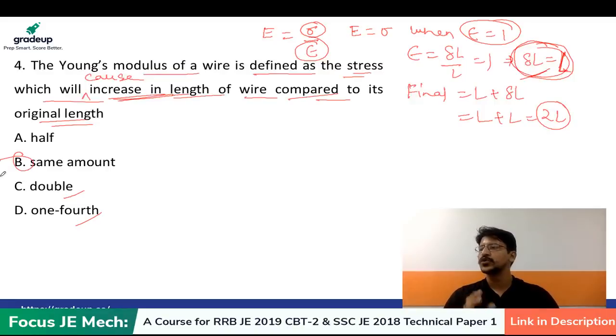Okay, this is basically a good question. I will consider this one as a very good question for your JE level. Is it clear why I am saying that the answer for this one is same amount? See, it is not a proper question. It's basically a kind of question which will create some kind of doubt in your mind, because it's clearly written which will cause the increase in length of wire compared to its original length. Clearly it's asking you the increase in length. That is your delta L, not your final length. Correct?